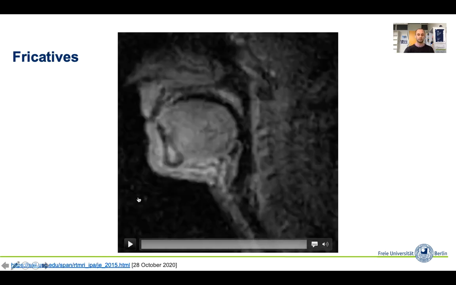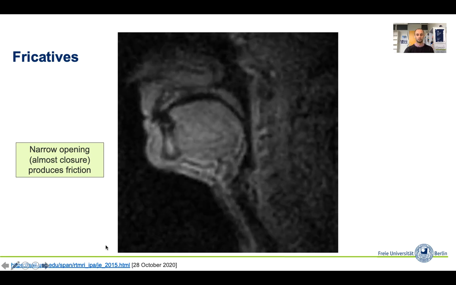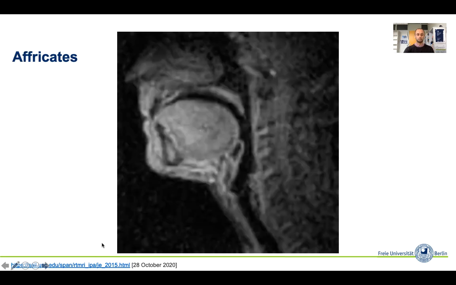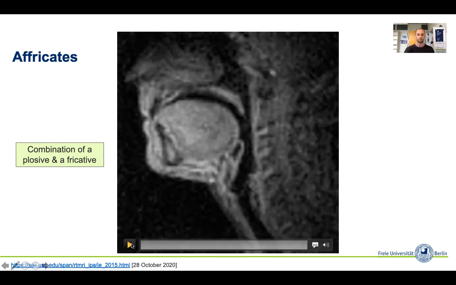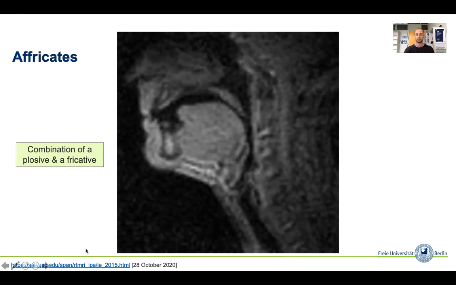Then there are fricatives, which describe, as I said, a narrow opening, which is almost a closure, which produces a friction. Ada. The sound the. Affricates, as you know, a combination of a plosive and a fricative. Aja. The sound j.